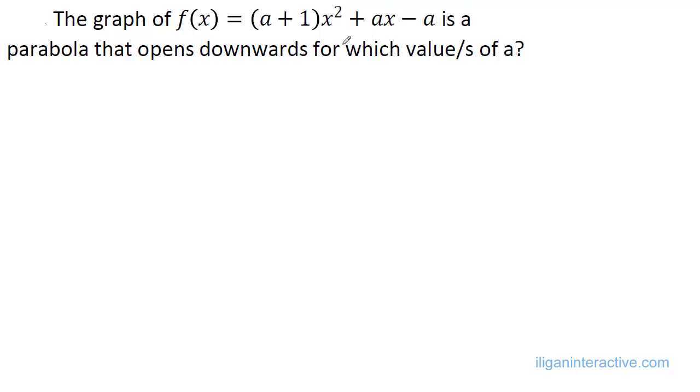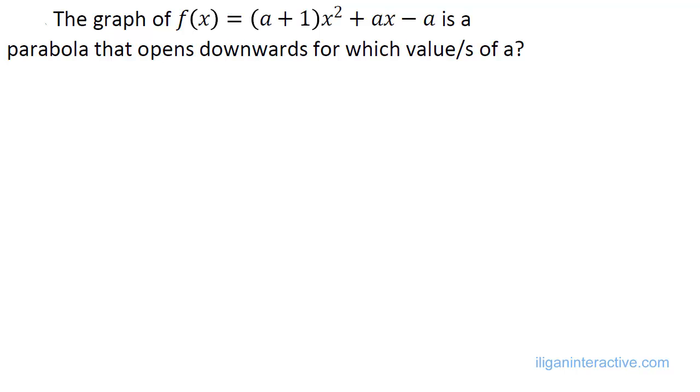The graph of f(x) = (a + 1)x² + ax − a is a parabola that opens downward for which values of a? Okay, now, what is a parabola that opens downward or upward?